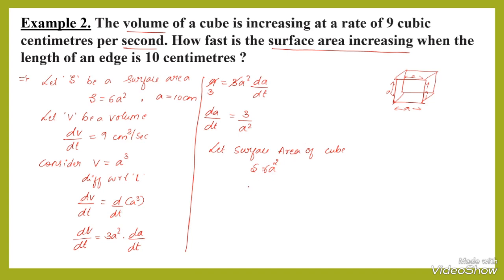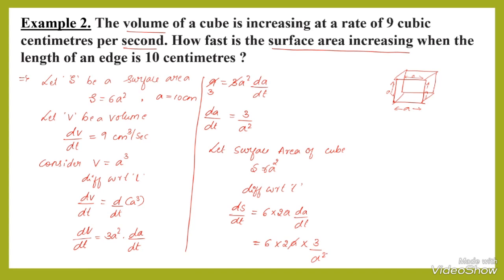So we want to differentiate with respect to time only. It becomes dS by dt is equal to 6 times the differentiation of A square, which is 2A into dA by dt. We know dA by dt, so I can substitute here: 6 into 2A into 3 divided by A square.